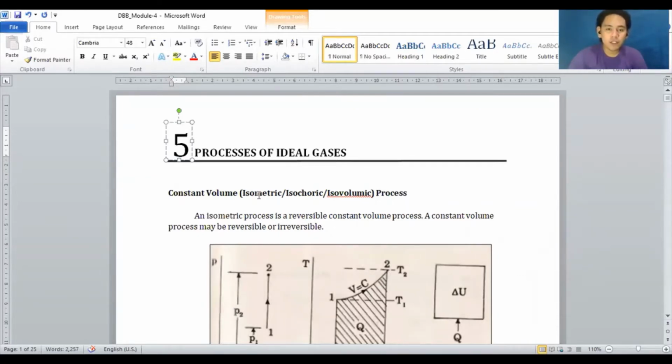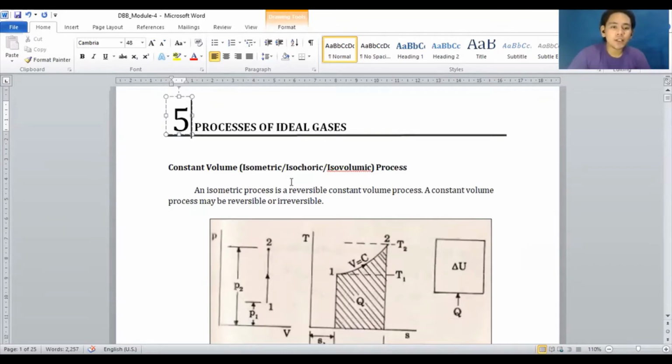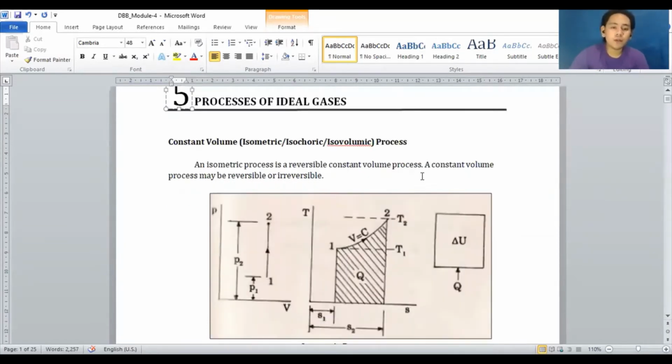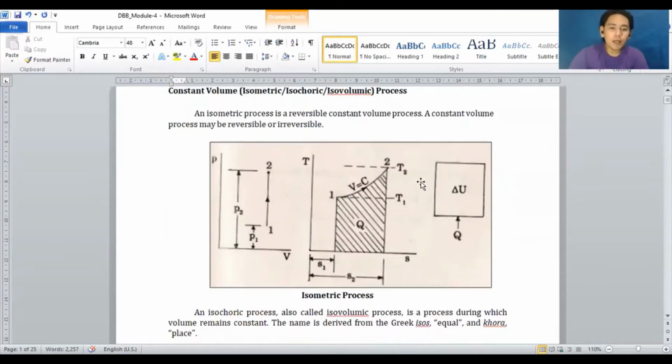There are 5 different processes of ideal gas: the isometric, the isobaric, the isothermal, the isentropic, and the polytropic process. The first process in ideal gases is the constant volume, or the isometric, or the isochoric, or the isovolumetric process. When the problem is in isometric process, it is understood that it is a constant volume. An isometric process is a reversible constant volume process. A constant volume process may be reversible or irreversible.